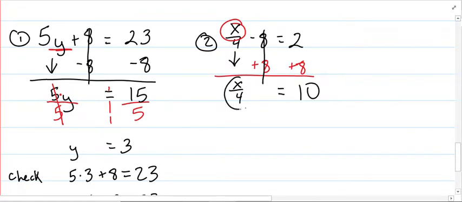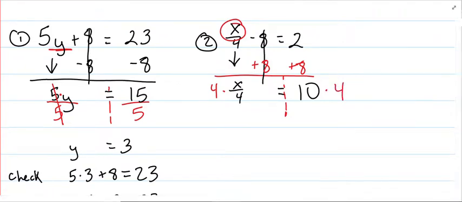Now remember, x over 4 is the same thing as x divided by 4. And to undo division, we multiply. So I am going to multiply by 4 on the left side of the equal sign. And I'm going to multiply by 4 on the right side of the equal sign. 4 times x over 4 equals x. Bring down the equal sign. 10 times 4 is 40, so x equals 40.